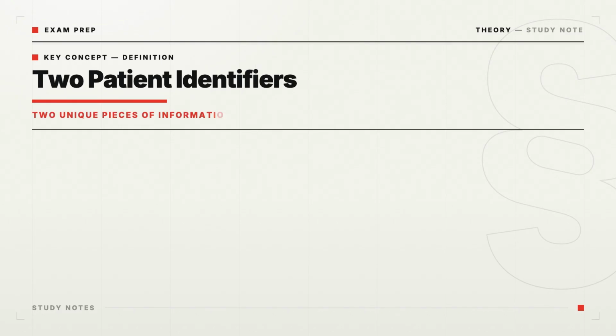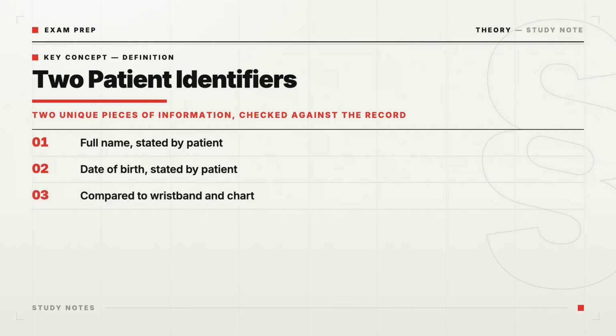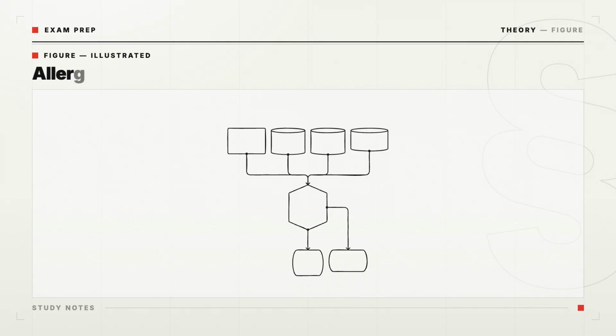2 identifiers means a full name and a date of birth, verified by asking the patient to state them, then comparing against the wristband and chart. A single identifier can collide, since hospitals often hold several patients with the same last name, so one check alone is a coincidence waiting to cause harm.